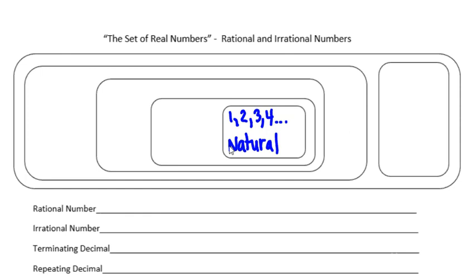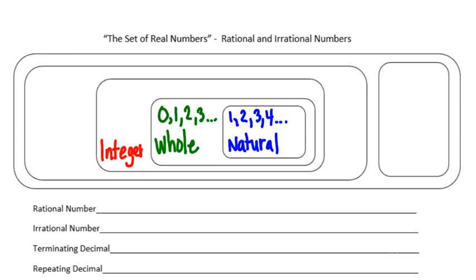The next set up would be the whole numbers. The whole numbers are almost the same set as the natural numbers. The only difference is the whole numbers include that 0 that we don't say naturally. So the whole numbers are 0, 1, 2, 3, 4, 5, and so forth and so on up into positive infinity.